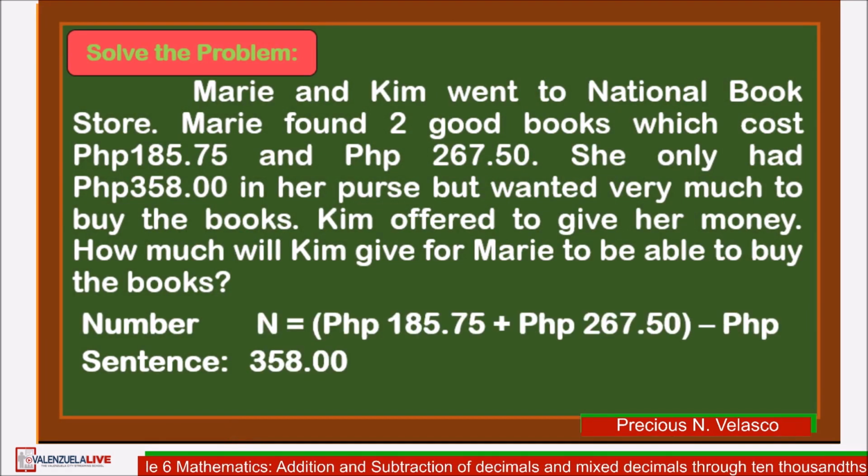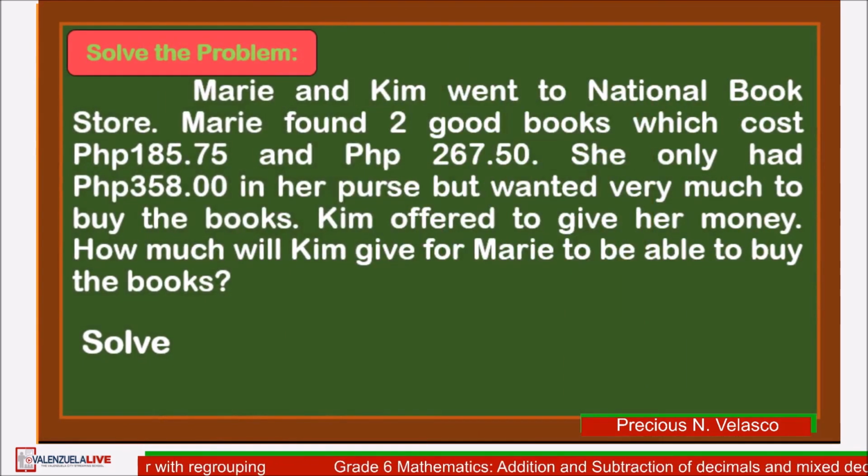So we are going to proceed with making our number sentence. For our number sentence, we have n as the unknown is equivalent to, open parentheses, 185 pesos and 75 centavos plus 267 pesos and 50 centavos, close parentheses, minus 358 pesos. So this will be our number sentence.